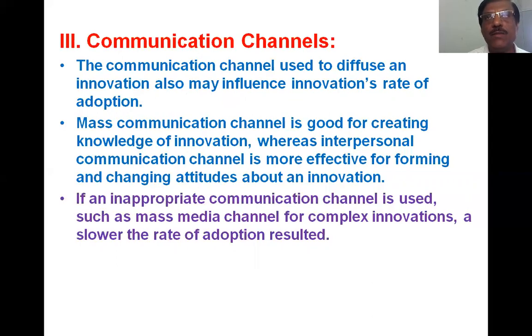Individual contact methods and group contact methods are more effective in diffusion. They are called interpersonal channels. There you can interact with the farmers through individual contact methods and group contact methods. You can directly interact with the farmers.